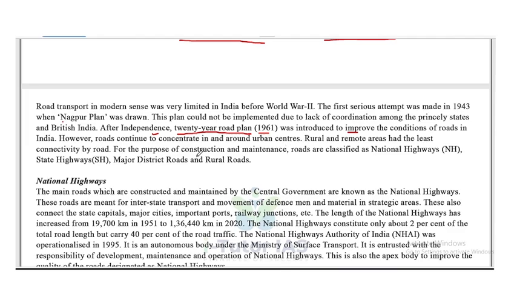For the purpose of construction and maintenance, roads are classified as national highways, that is NH, state highways, SH, major district roads and rural roads. So the roads are classified into national highways, state highways, major district roads and rural roads. This classification is for the purpose of construction and maintenance. First one is national highway or NH.